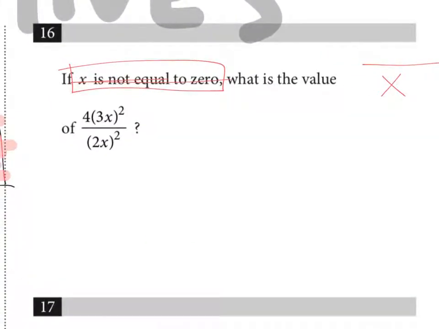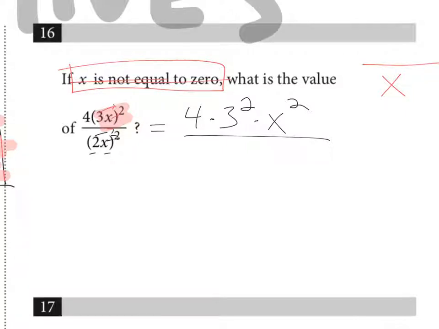Well, when you have multiple values being raised to the second power, you have to remember to raise both in the numerator, 3 to the second power and also x to the second power. The 4 is outside the parentheses, so it's going to be 4, 3 to the second power times x to the second power. Same difference in your denominator.